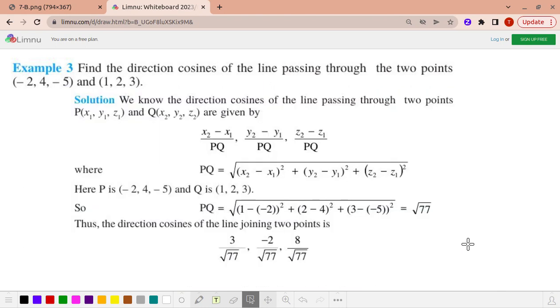First I describe the theoretical portion. We know the direction cosines of the line passing through two points P having coordinates x1, y1, z1 and Q having coordinates x2, y2, z2 are given by x2 minus x1 by PQ, y2 minus y1 by PQ, z2 minus z1 by PQ, where PQ is equal to the square root of x2 minus x1 whole square plus y2 minus y1 whole square plus z2 minus z1 whole square.